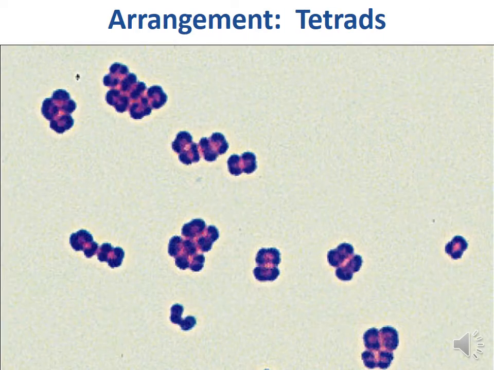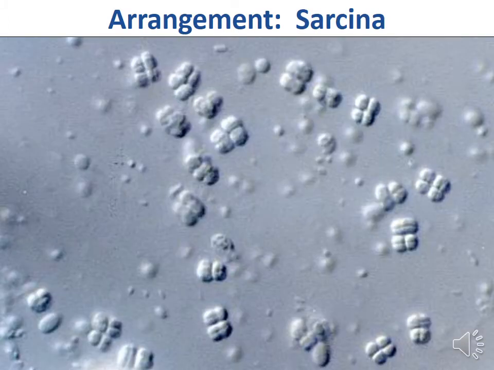Tetrads are going to be little 4-packs. These are rare. You're not going to see these very often, as well as the Sarcina, which are basically 8-packs.